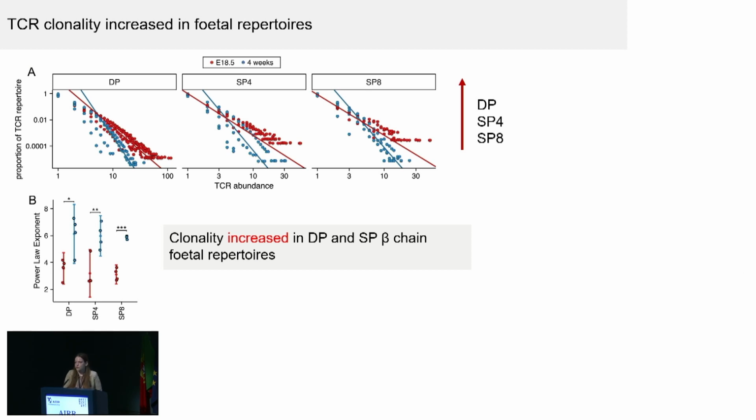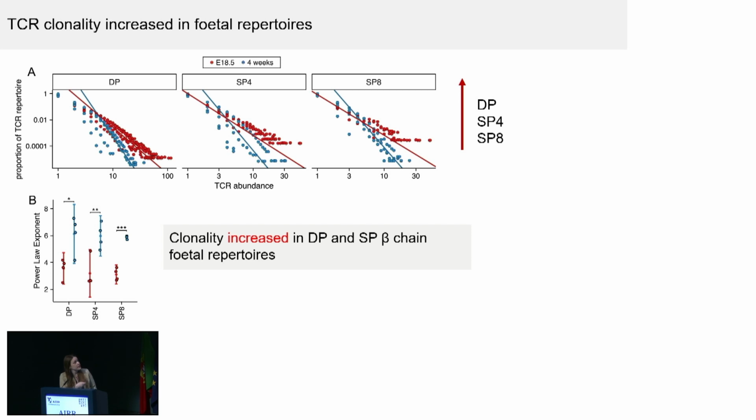So first we just wanted to look and clarify the clonality of the fetal repertoires and see if this confirmed any sort of previous work. Here on the x-axis, you can see the TCR abundance. This is how many copies of each clone type there are, and it's plotted against the proportion of the TCR repertoire in a log-log plot.